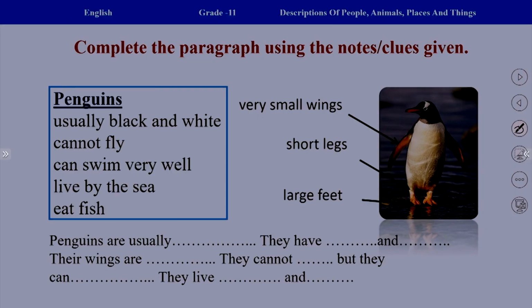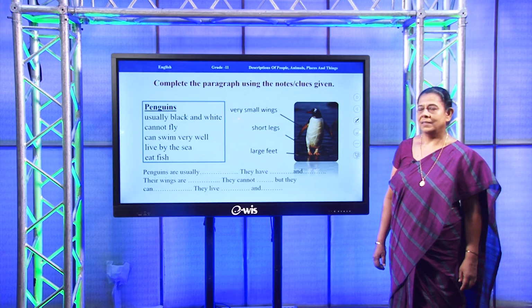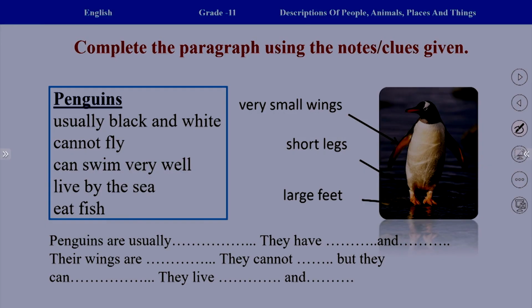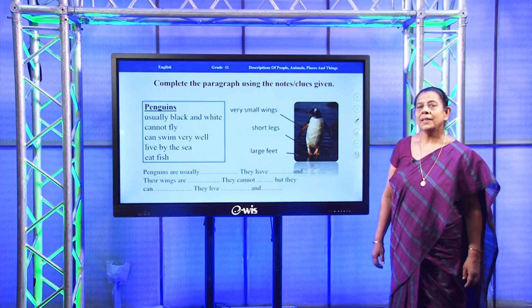So what are we going to do now? Now we are going to write a description of penguin. How? We can use the clues given. But in this activity, you have to fill the gaps. You don't have to write the full description. Yes, children, now you have to complete the paragraph. So how do you complete that paragraph? Yes, children, you can use the clues given. Look at the screen. Then quickly complete the paragraph.